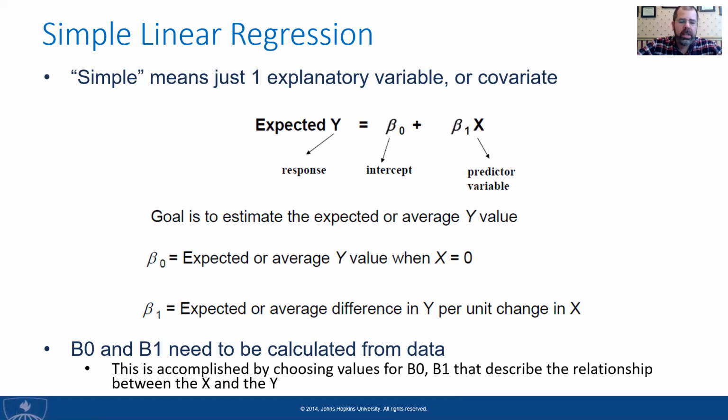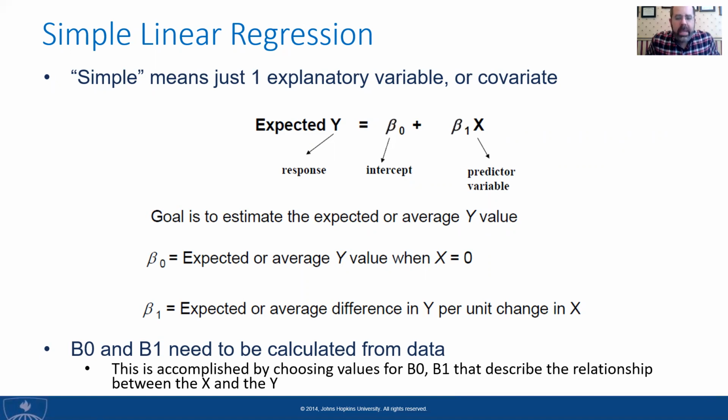The goal of linear regression is to estimate the expected or average value of Y. So here, beta naught is the expected or average value of Y when X equals 0. We typically call this the intercept or the constant term. Beta 1 is the slope term. It's the expected or average difference in Y per unit difference in X.